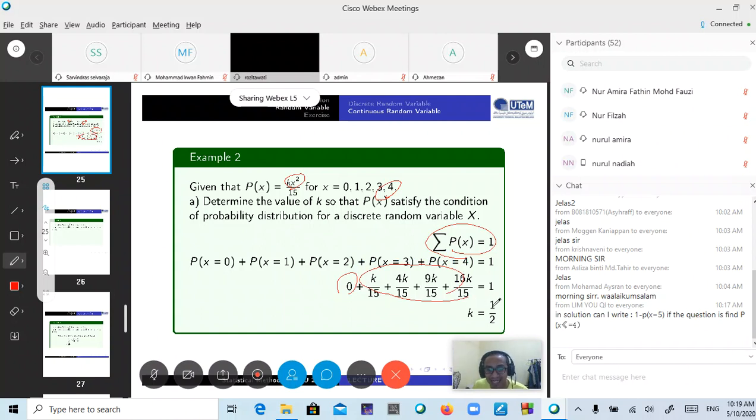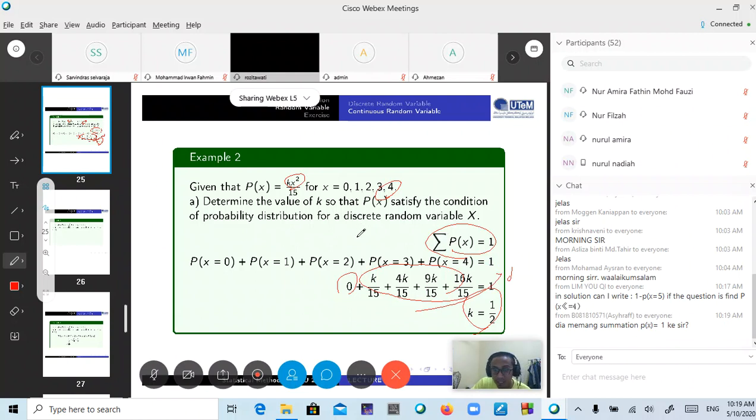Okay, and then you can get k equal to 1 over 2. Okay, sebab ni dia punya denominator is already equal to 15. So awak boleh tambah je lah ni. K plus 4k plus 9k plus 16k. Okay, and then 15 awak boleh naik sebelah sini. Okay, and then you can get 1 over 2.